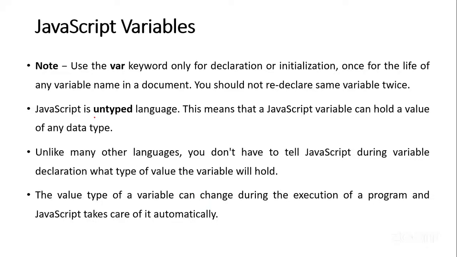As I covered already, we must use the var keyword to declare variables. And JavaScript is an untyped programming language, nothing but no need to declare the data type of a variable. Depending on the value you assign at runtime, automatically that variable's data type will be determined.